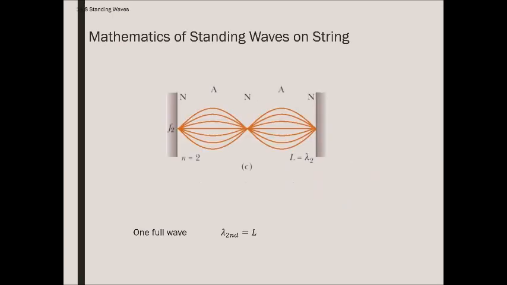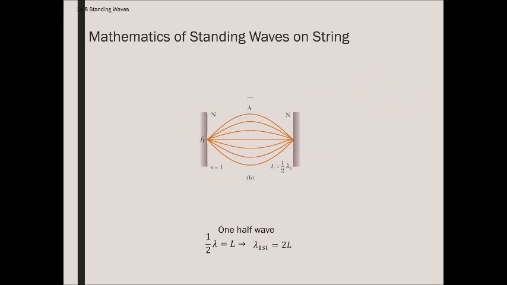So what does a wave look like? A wave is one wavelength up and down. This is equal to lambda. So if we look at this string, it looks like one wave. So in this particular one, lambda is equal to L because we have one full wave on that string.